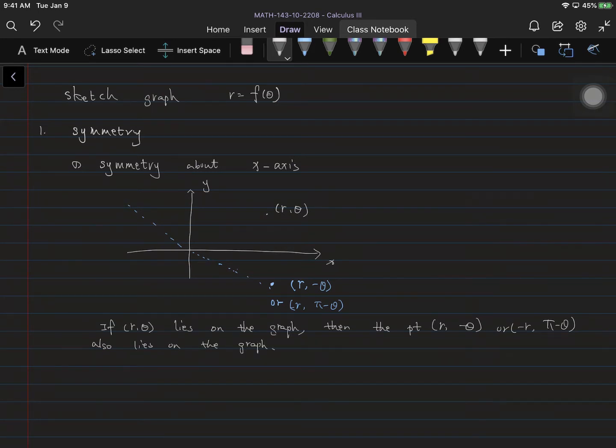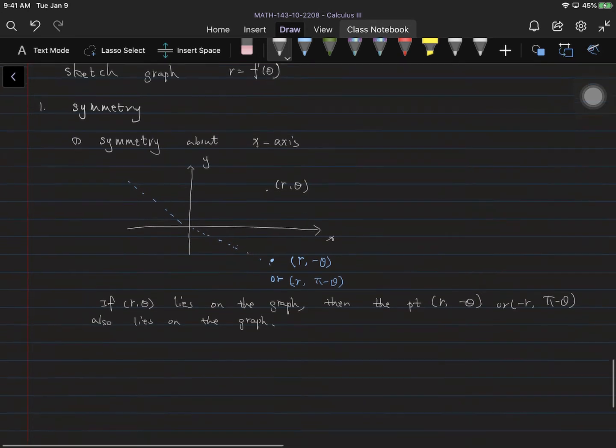Okay, so why do we want to learn symmetry? Because when we draw a graph, we don't want to draw all the pieces in the four quadrants. We just want to use the symmetry to draw the graph. Maybe you can just draw half and then use symmetry to draw the other half. That's why we want to know symmetry.